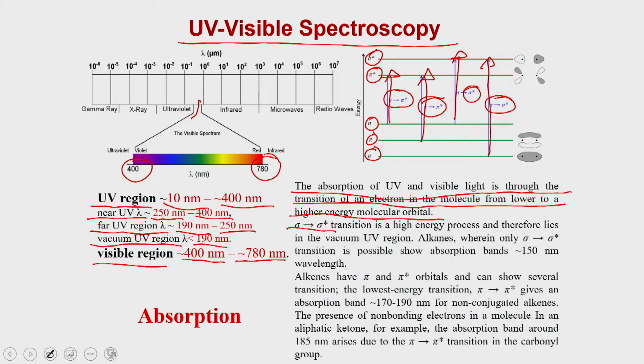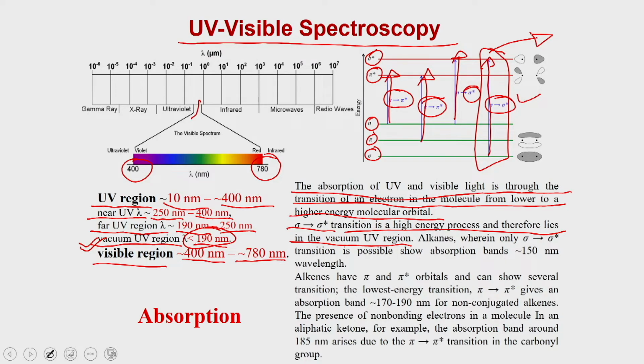So, the sigma to sigma star transition means this interaction is a high energy process and therefore lies in the vacuum UV range. This is the maximum transition possible, which means it goes from the lowest energy to the highest energy, and that is why this type of transition requires very high energy, within the vacuum UV range, because the wavelength is very low.